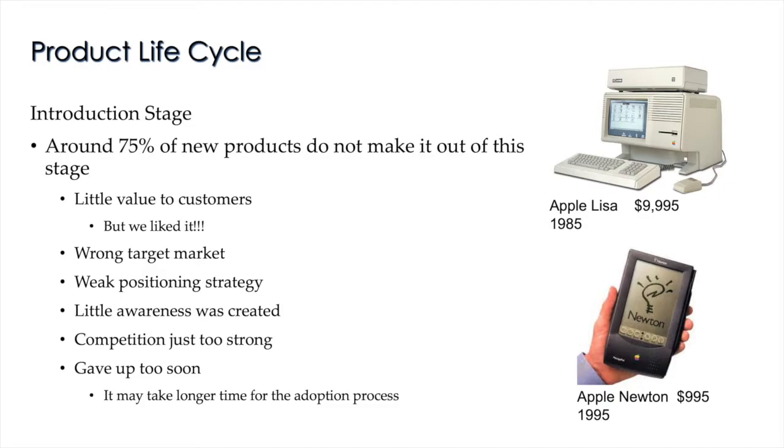Competition could have been too strong. All right. Maybe we gave up too soon. The adoption process that we have gone through in this course just took a lot longer. The customers maybe did not see the relative advantage of switching, but they were going to have to later on. Well, look at what Walmart did in this situation on a concept they maybe gave up too soon on.